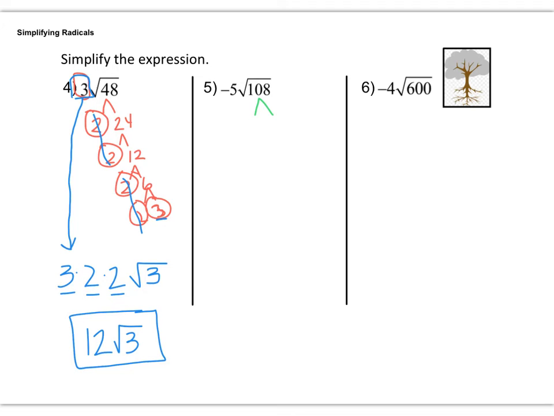All right, number 5. So again, I'm going to worry about the radical. I'm going to ignore that -5 up front. He's already outside. I'm not worried about him. Let's try to clean up the inside people. So I know that is 2 and 54.